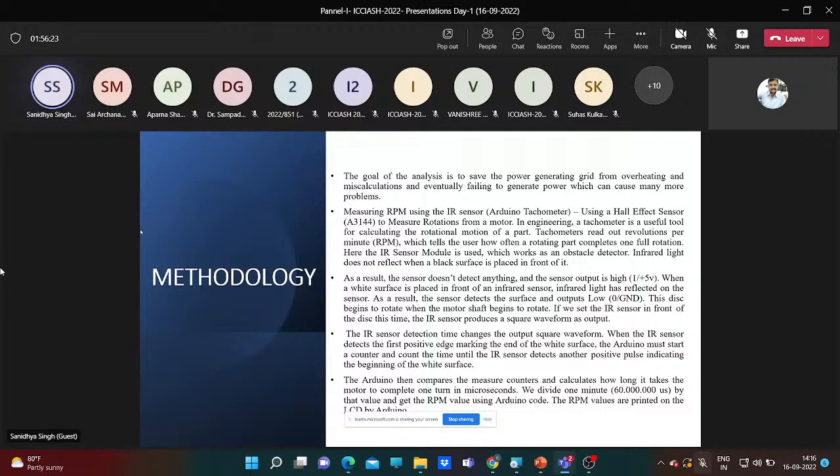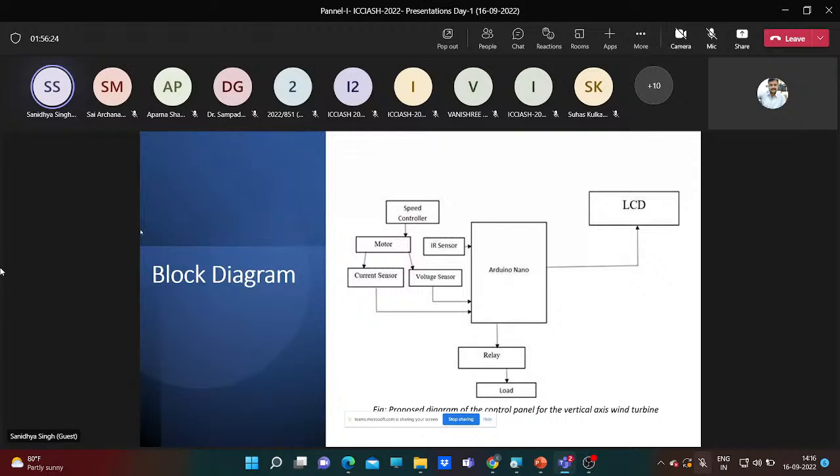elements. Here you can see the proposed block diagram for the control panel of the vertical axis wind turbine. Here we have a speed controller also in the proposed model, because we were unable to produce winds with such speeds, in contrast to actual conditions.